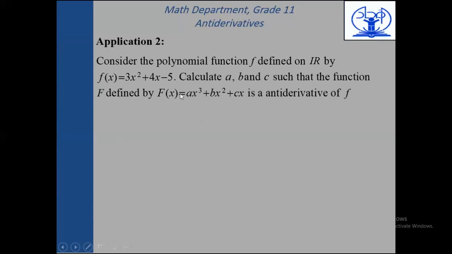If this function is an antiderivative of f of x, then its derivative must be the lowercase f of x. So let me derive the capital F of x. I will get 3ax squared plus 2bx plus c. For sure here, this function must be equal to the small f of x, to the lowercase f of x. Comparing the coefficients, 3a must be 3, 2b must be 4, and c must be minus 5. Consequently, a must be 1, b must be 2, and c must be minus 5.